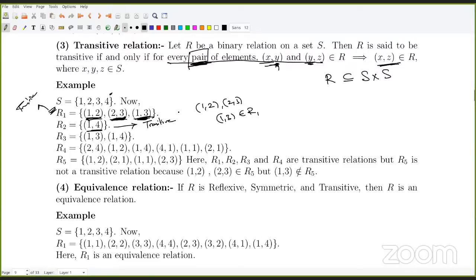Notice, if you have only a single element in your relation, then that particular relation is transitive. You may have anything, you may have the identity element also, simply (1,1). Your R2 can be (1,1). Even this is transitive. If you have any single element, that is transitive. So R2 is also transitive.